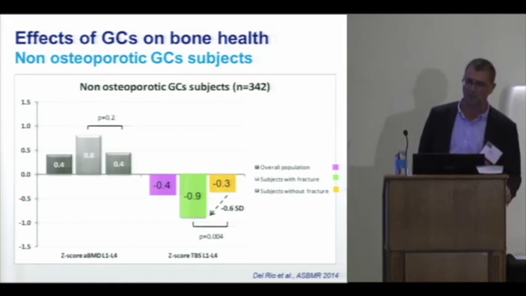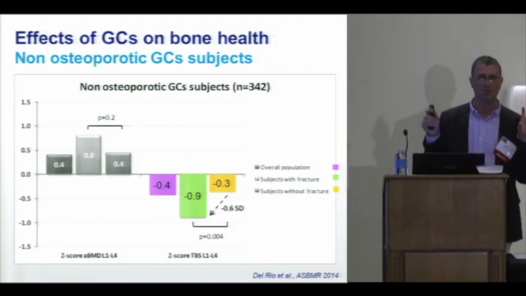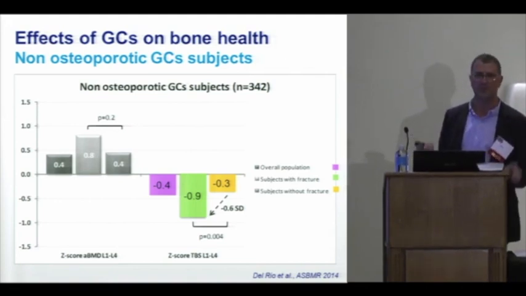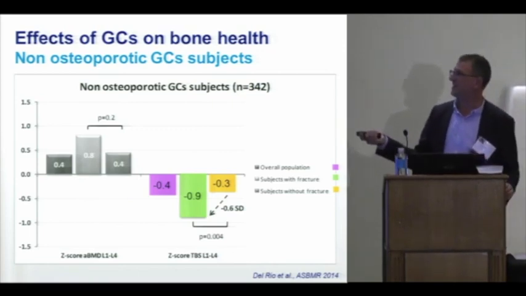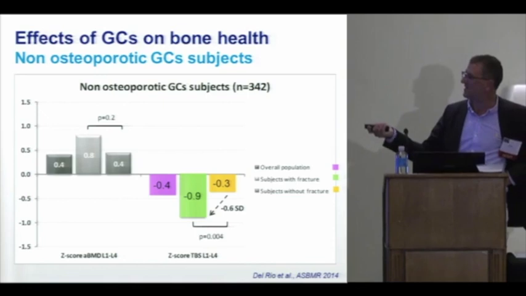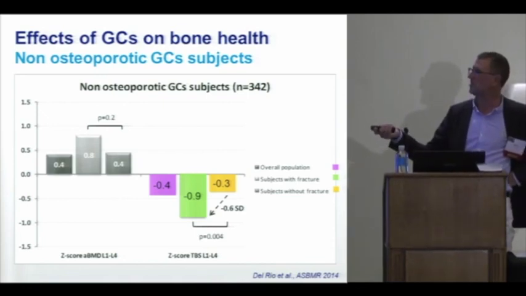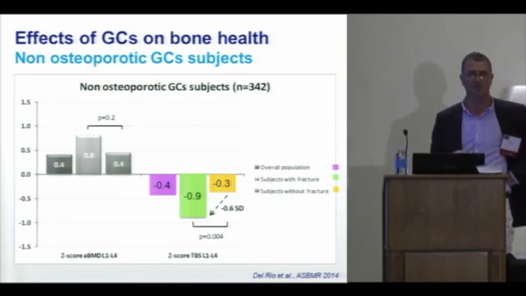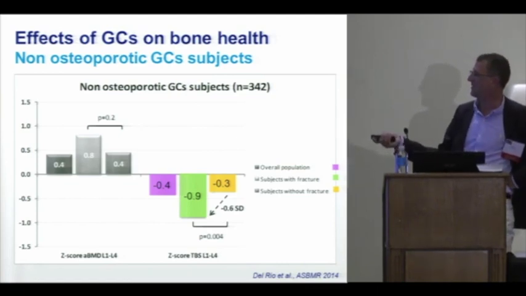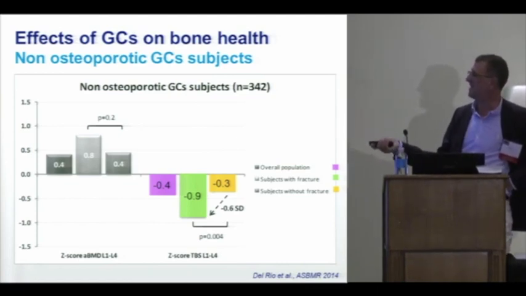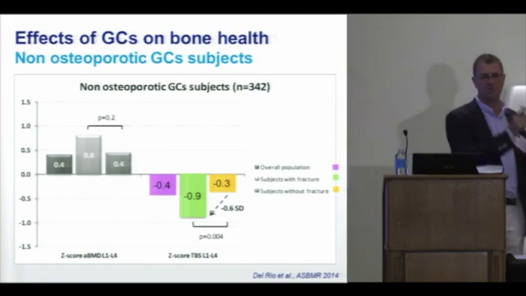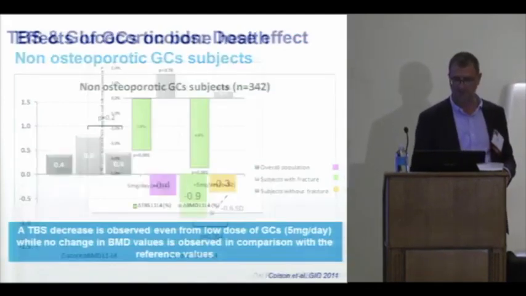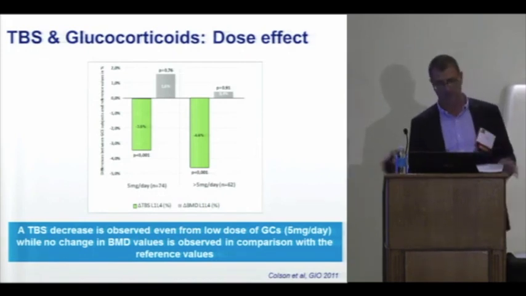And even if you take a non-osteoporotic glucocorticoid patient, so that means above a minus 2.5 T-score, then the BMD was increased, it was not decreased by the glucocorticoid, and you have no significant difference between fracture and non-fracture. While again the amplitude is much less, you still have about half a standard deviation decrease and a highly significant difference between fracture and non-fracture in the non-osteoporotic group.